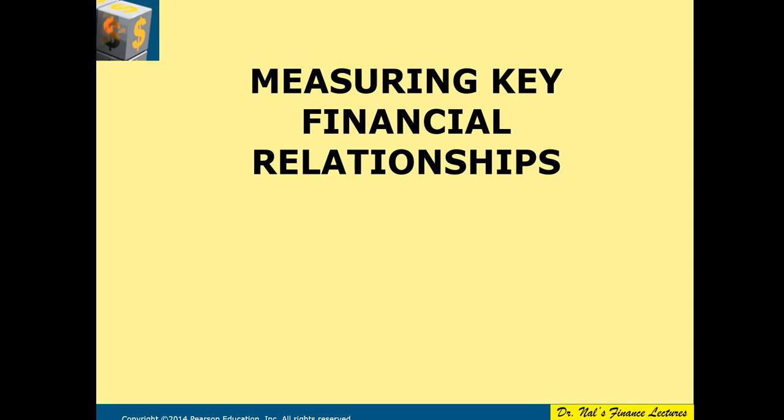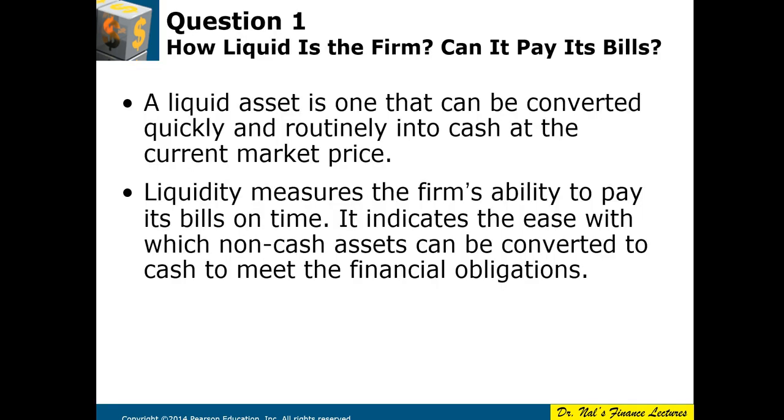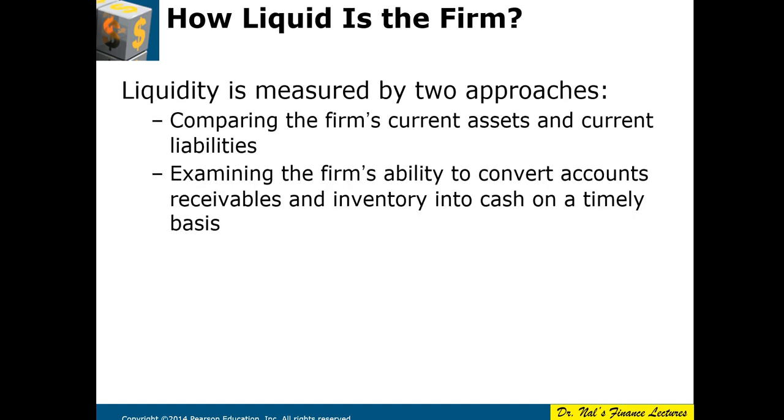So how do we measure those key financial relationships? There are certain questions we want to address. The first type of financial ratios would be liquidity ratios, and we want to see how liquid our firm is, basically how liquid the assets that the firm is holding are. There are various formulas and measurement tools for that, and I would like to introduce a few of them.